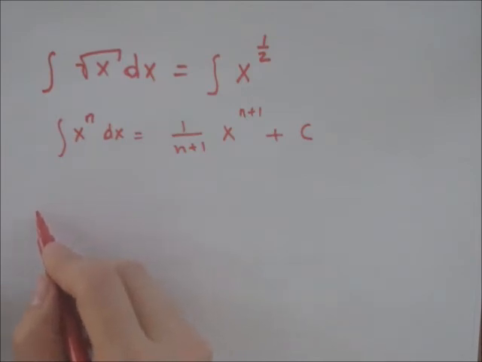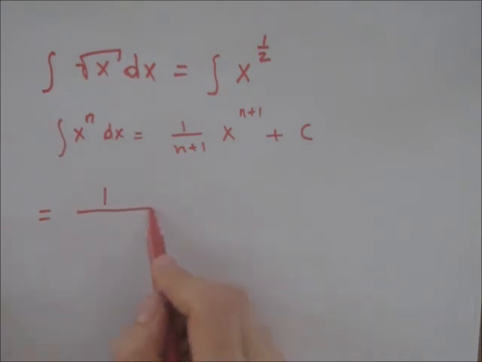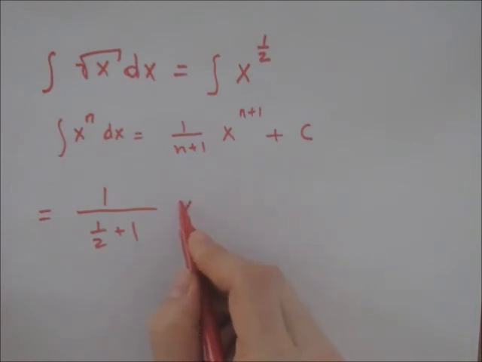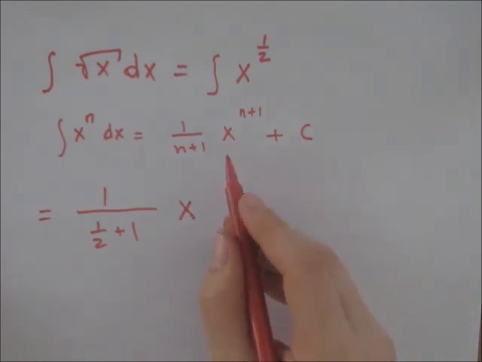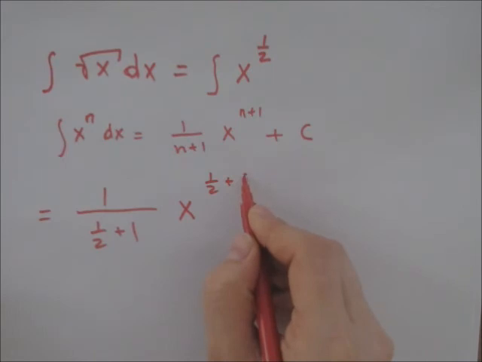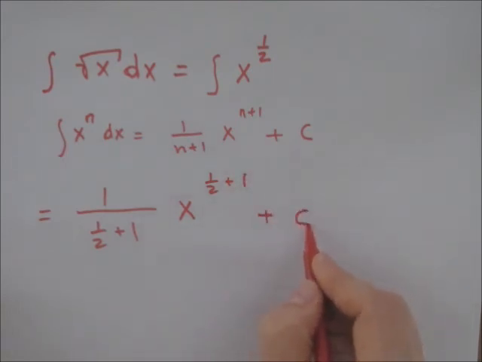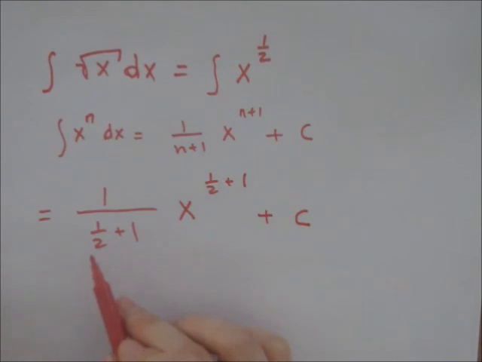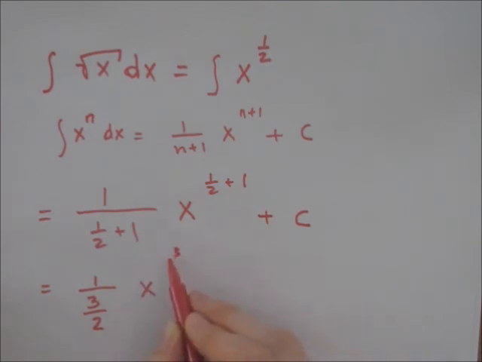So let's see what the answer will be. The answer is going to be 1 over 1 over 2 plus 1, x to the 1 over 2 plus 1, plus c. So if you add these, you will have 1 over 3 over 2, x to the 3 over 2, plus c.